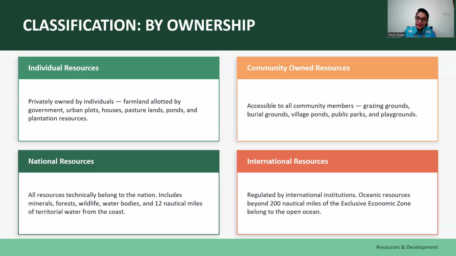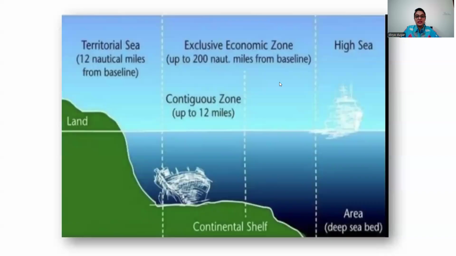So technically, all the resources are national resources, like minerals, forest, wildlife, water bodies, and 12 nautical miles of the territorial water from the coast. Students, here 12 nautical miles will be 22.2 kilometers. Okay, so now I'll quickly take you to one diagram to make you understand.